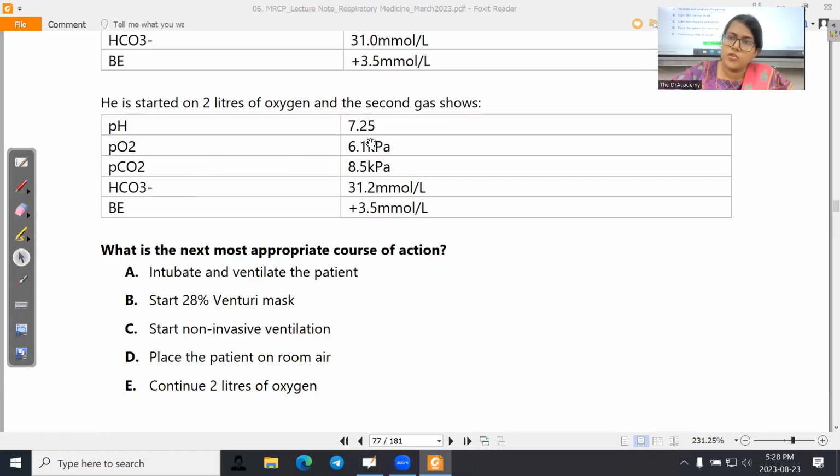Yes, if the pH is less than 7.35, this is one of the indications of starting non-invasive ventilation. And the patient has already received 2 liters low flow oxygen at the same time. No point of going for another round of this. All right, very good.